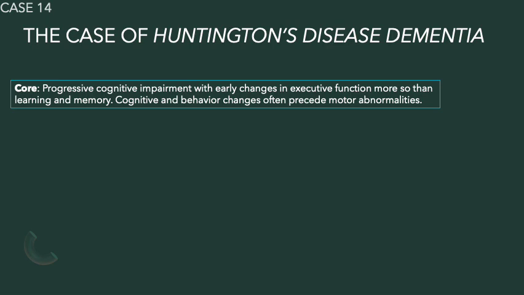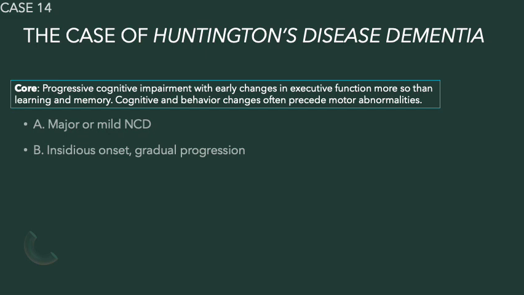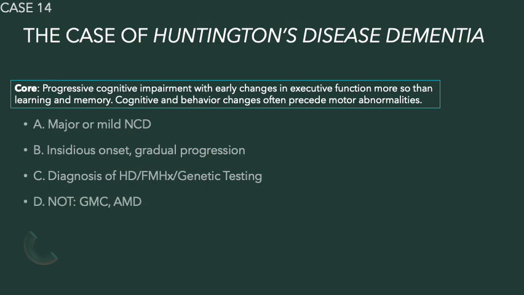So this is the case of Huntington's disease dementia. The core feature is progressive cognitive impairment. The early changes in executive function, more so than learning and memory. Cognitive and behavior changes often precede motor abnormalities. Criteria include the presence of major or mild neurocognitive disorder, insidious onset and gradual progression, diagnosis of Huntington's disease, or family history, or evidence from genetic testing. It is not due to another medical condition or another mental disorder.